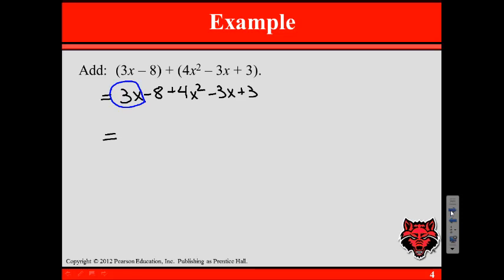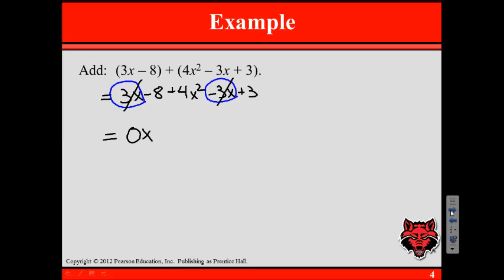So starting with 3x, we look for other terms that also have an x. We find negative 3x. Once we have like terms, we combine the coefficients. 3 minus 3 is 0, so we will have 0x. I typically would not write this because 0x is just 0, and 0 adds nothing to our problem. But just to show where the x's go, let's write the 0x down.